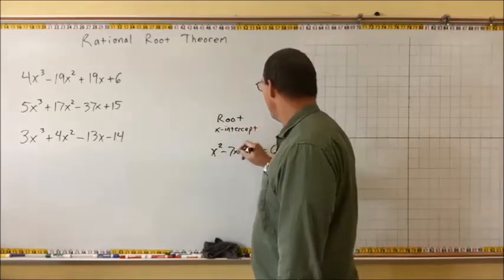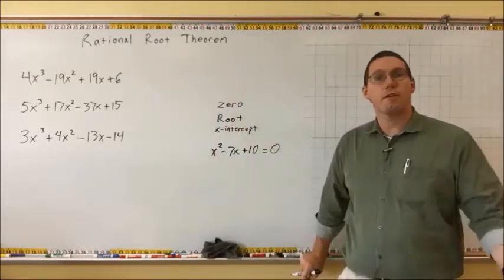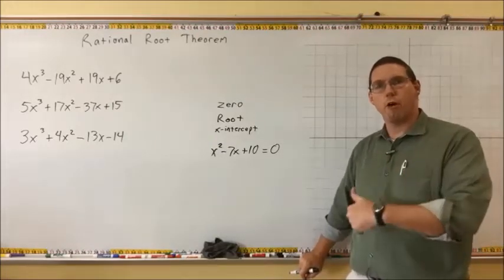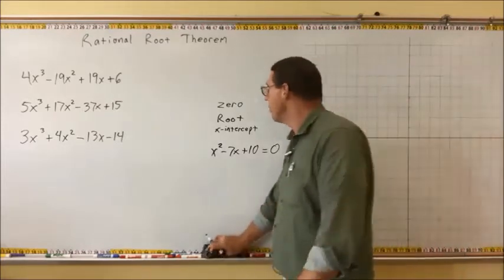It's also called a zero. Sometimes we use the phrase zero. The zeros of the function are also the roots of the function, and are also the x-intercepts of the function. These are all the same thing. So what we're looking for here is this.